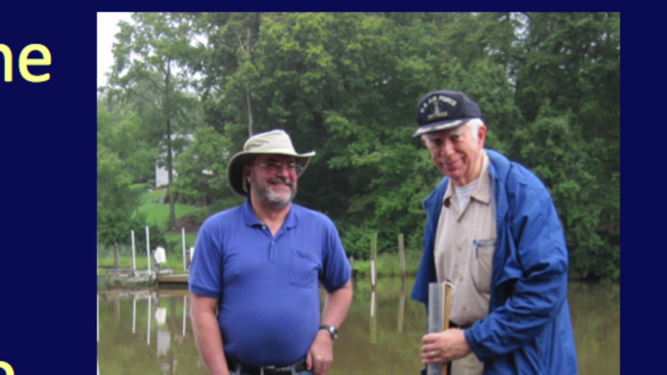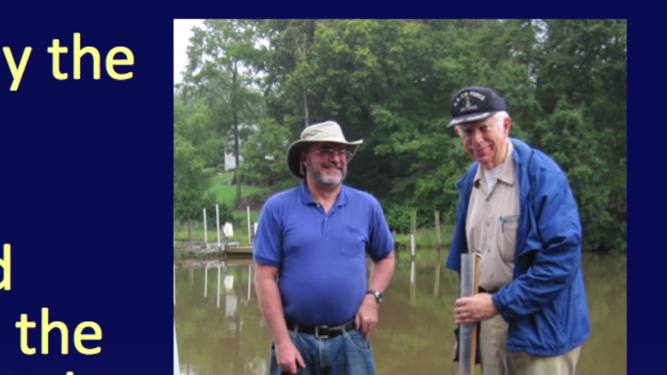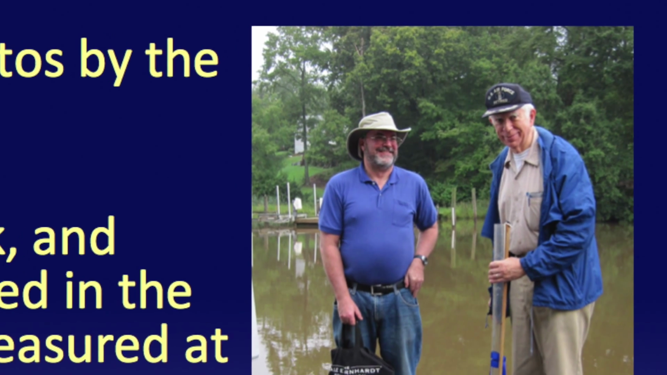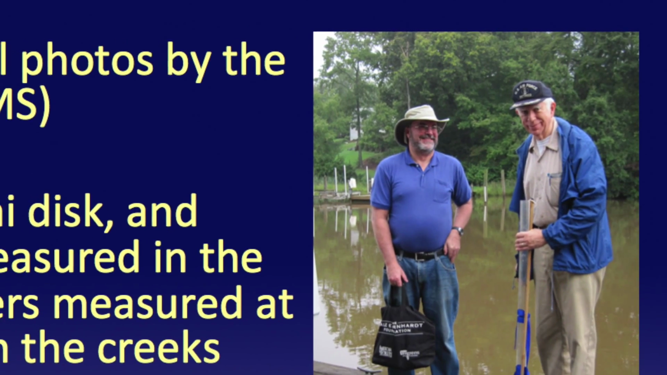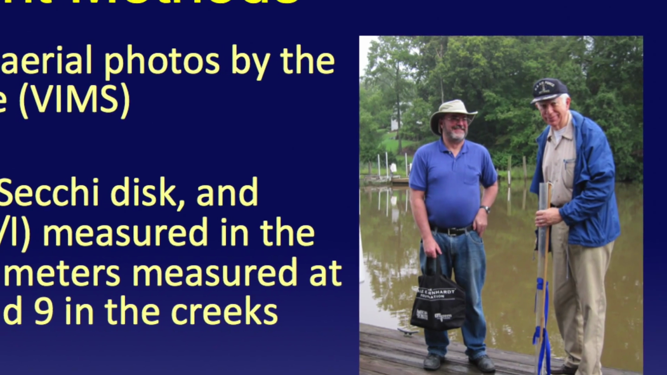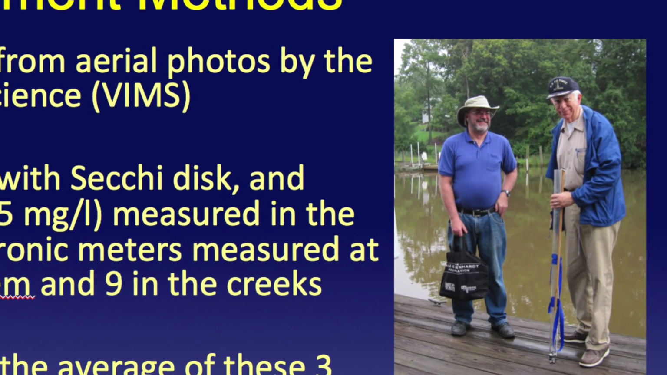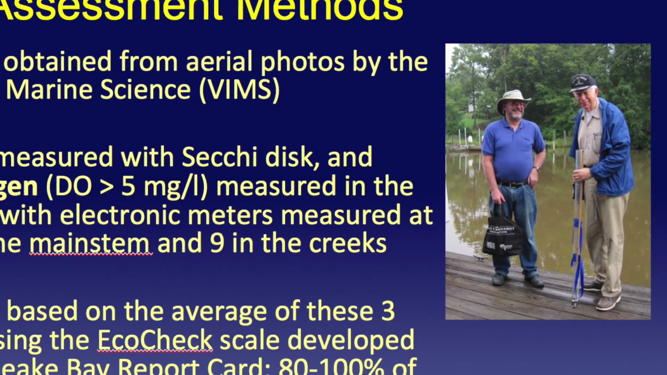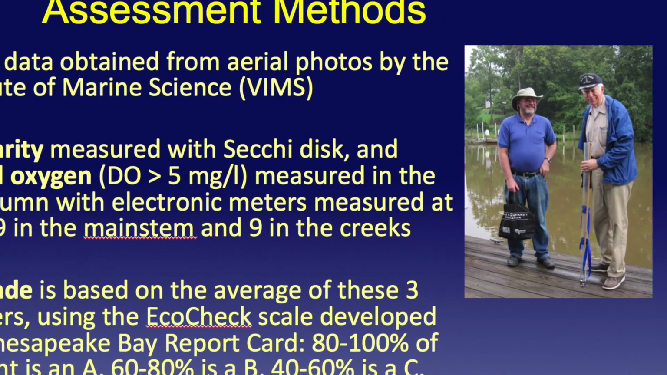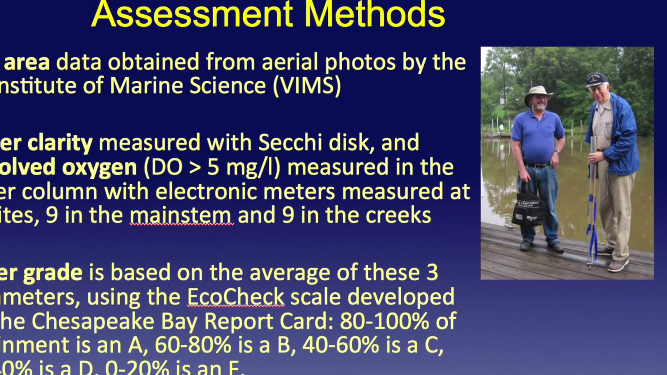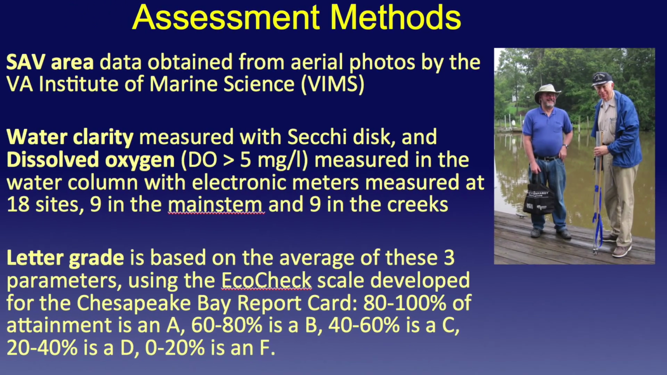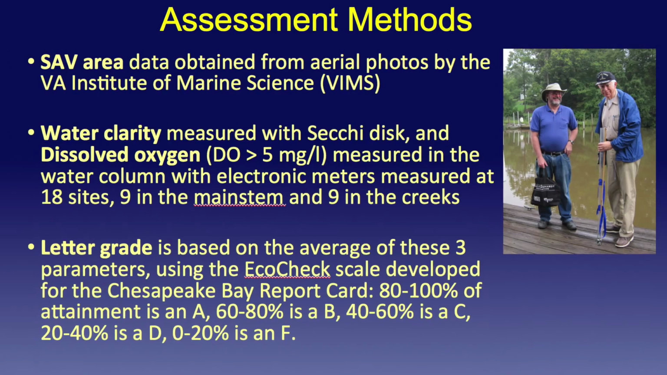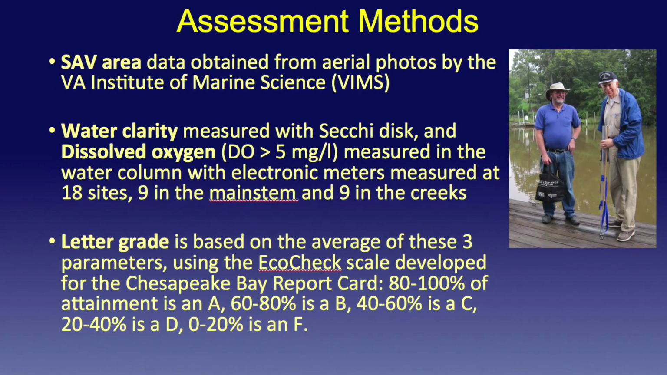So dissolved oxygen we measure with a meter. Water clarity we measure with the Secchi disc. And then the letter grade is based on the average of the 3 values. So if we get 100% of what we'd like to see, that would be an A, 60 to 80 is a B, 40 to 60 C, and the 20 to 40 is a D. So we are actually in this 20 to 40 range right now. Anything less than that would be an F.